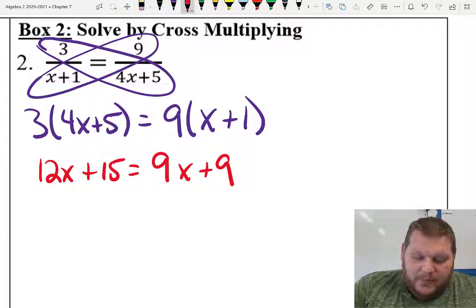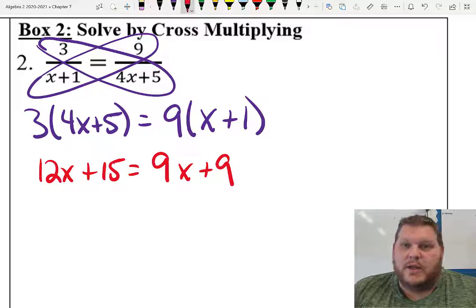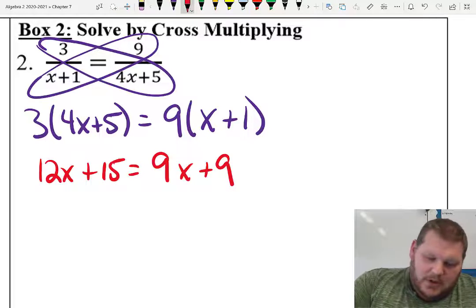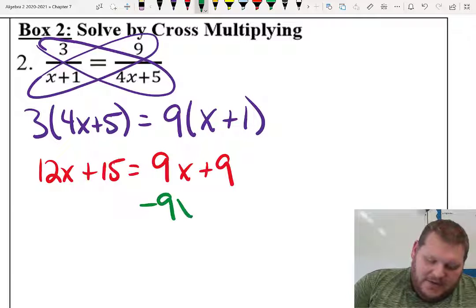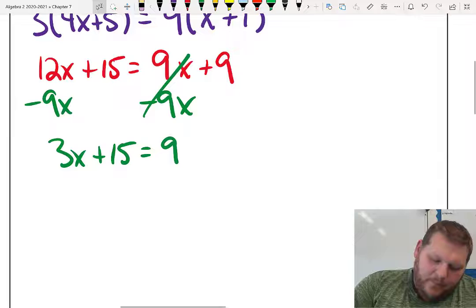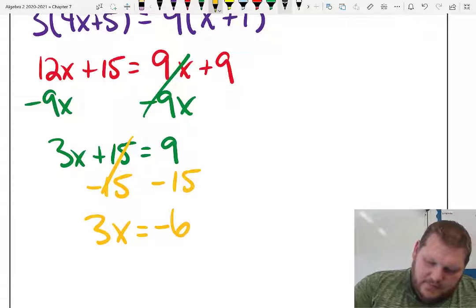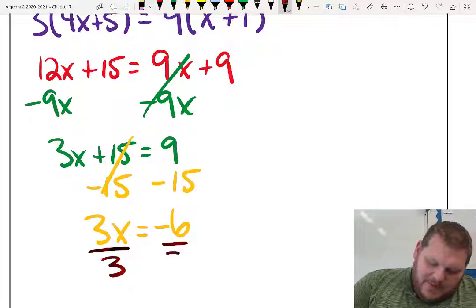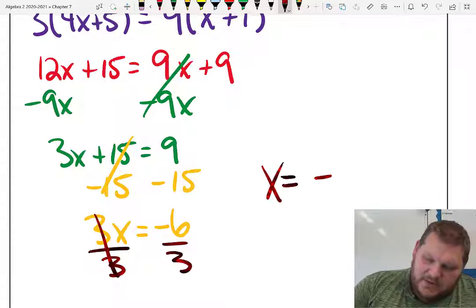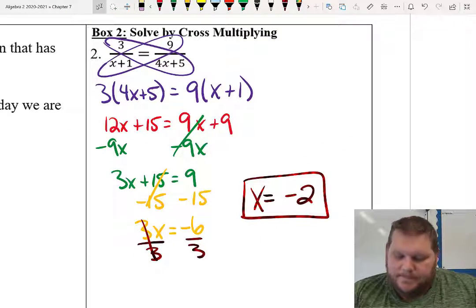And now, after that first step, it's basically a problem we've been doing since the first chapter of Algebra 1 and even pre-algebra before that. So now getting my variables on the same side, I'm going to subtract 9x from both sides, gives me 3x plus 15 equals 9. So I can go ahead and subtract 15 on both sides, gives me 3x equals negative 6. So I divide by 3 on both sides, and we get x equals negative 2. Hopefully so far so good.